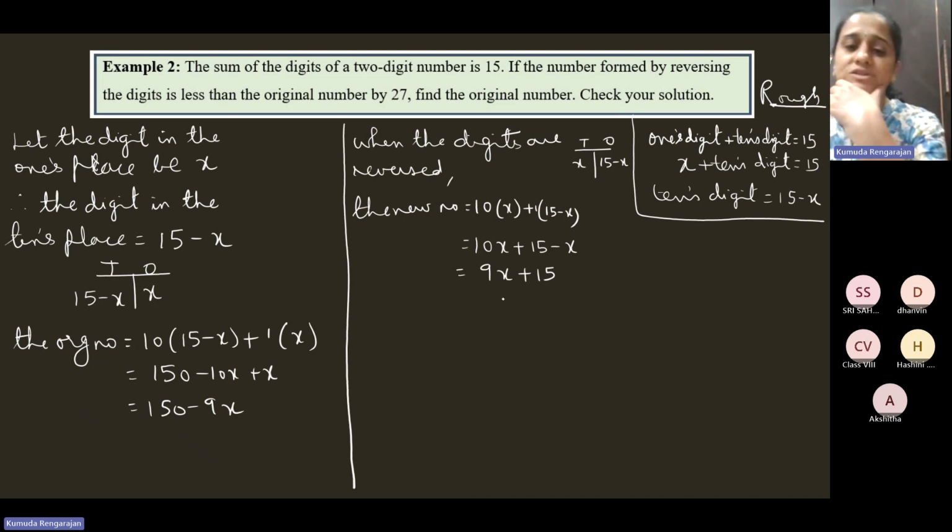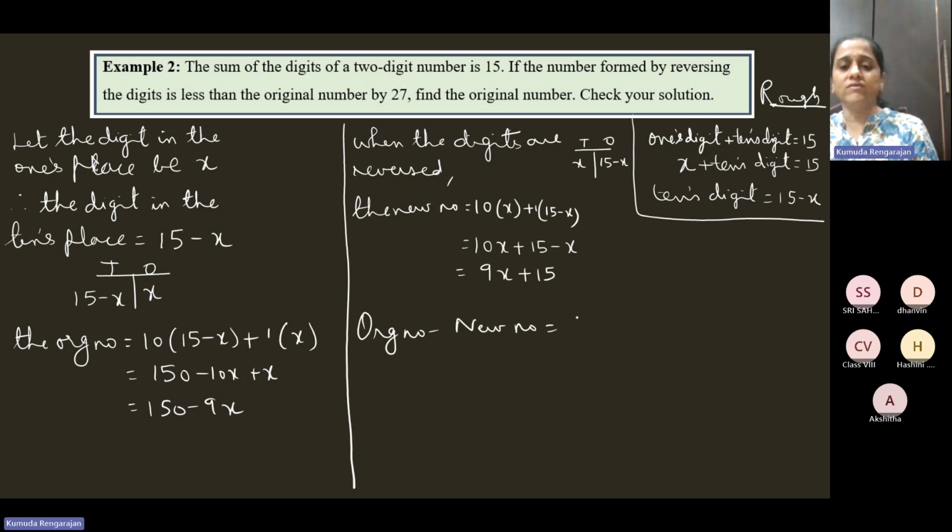So now we have the expressions for the two numbers. Now what is given according to the question? If the number formed by reversing the digits is less than the original number by 27, find the original number. The new number is less than the original number by 27. So that means original number minus the new number is equal to 27.